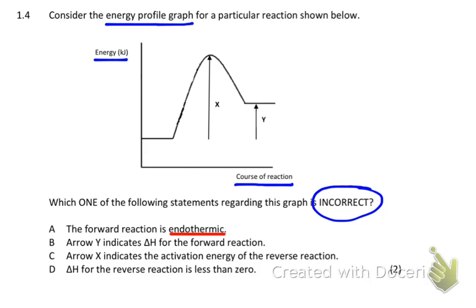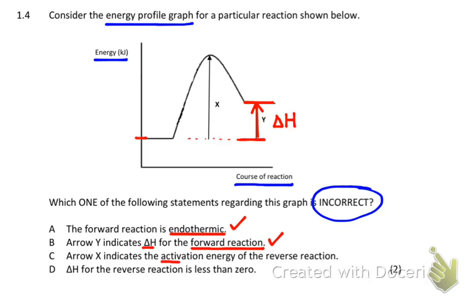First one states that the forward reaction is endothermic. Well, let's have a look on the graph. That's where we start, and that's where we finish. And so the energy shown by the arrow Y has increased. It's taken in energy, and so that is indeed a correct statement. Let's look at B. It says arrow Y indicates delta H for the forward reaction. We've just seen that that is indeed the case. So Y does show delta H, so that's correct.